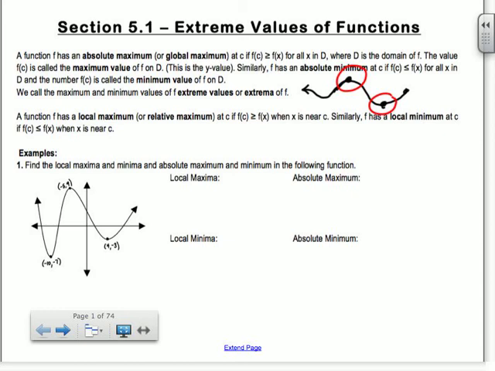Okay, so number 1, it says find the local maxima and minima and absolute maximum and minimum in the following function. I guess there's one. Oh yeah, there's one. All right, so local maxima. So where would the local ones be? There's actually 2. We count the absolute one as a minimum as well, as a local one too.